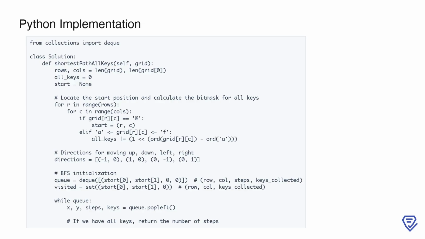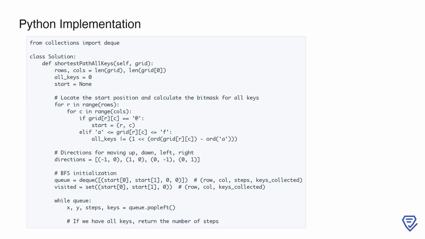The deque from the collections library is used to implement a breadth-first search, or BFS, which is essential for exploring the grid in this problem. Inside the shortestPathAllKeys function, we first calculate the dimensions of the grid using len, and then initialize two variables, all_keys to represent the bitmask of all the keys we need to collect, and start to store the starting position of the player, which is denoted by the @ symbol in the grid.